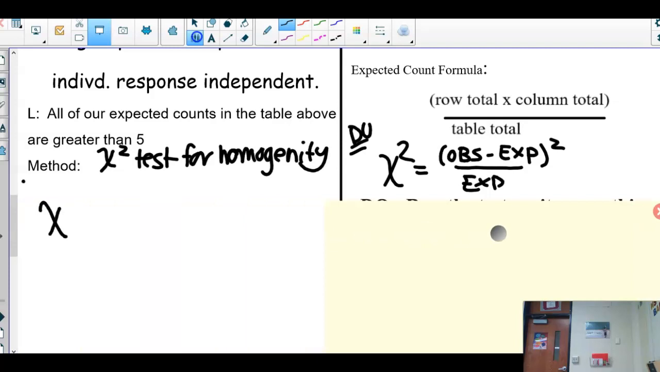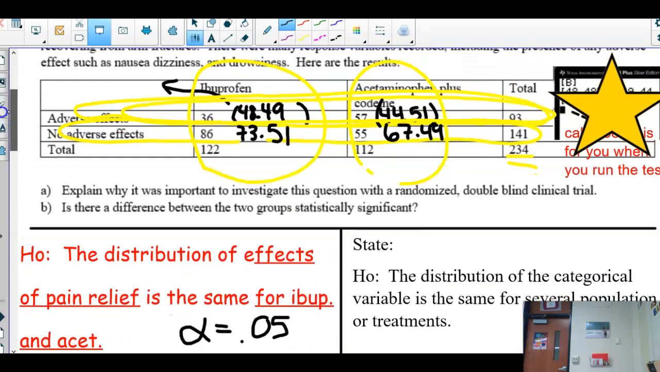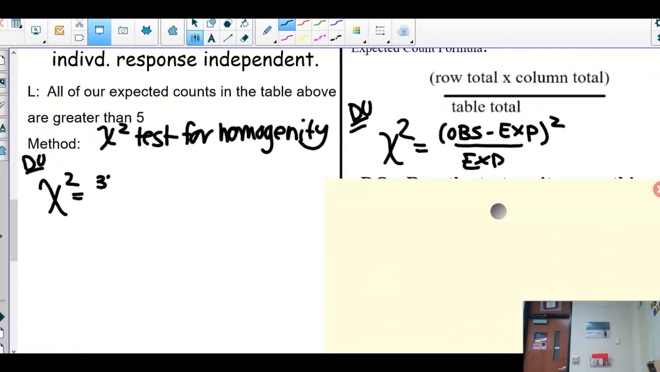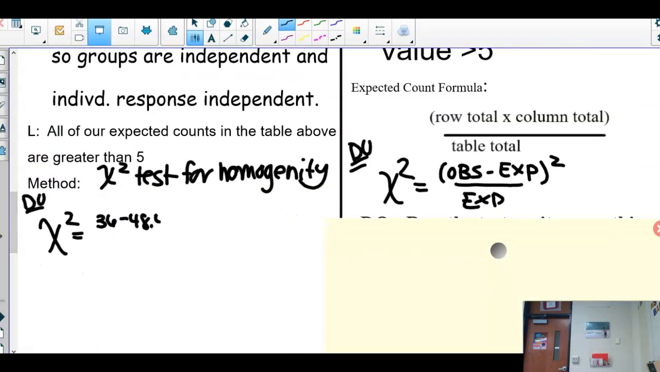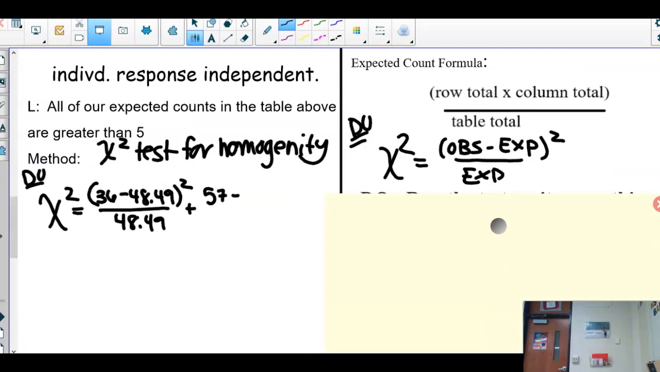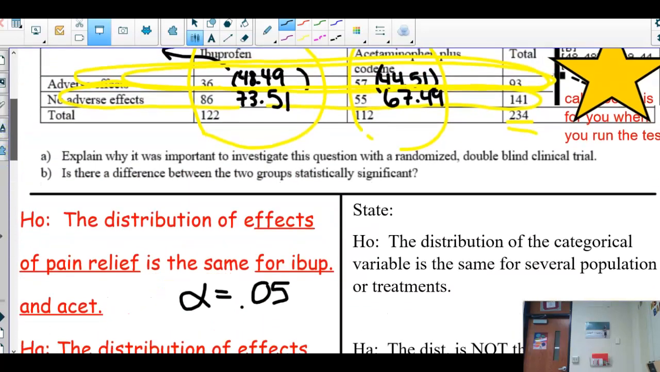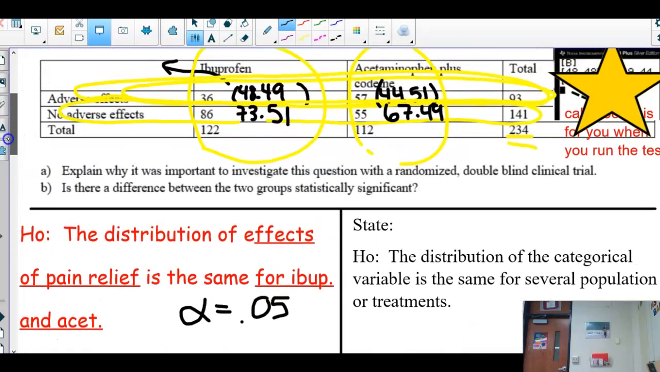Chi-square, our observed. Our observed for the adverse effects on ibuprofen is 36 minus 48.49 squared divided by 48.49 plus, let's go up again, 57 minus 44.51 squared over 44.51 plus, let's keep going, what do we have next?